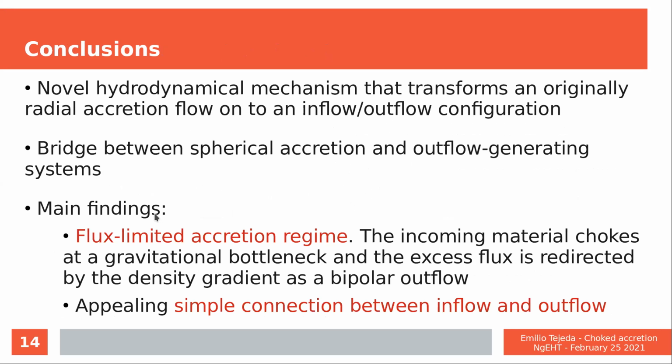A result that comes out naturally from this model is the existence of a flux-limited accretion regime. Based on the analytic model and numerical results, we have found that the total mass accretion rate onto the central object is of the order of magnitude of the Bondi value. This means that any excess incoming flux chokes at a gravitational bottleneck and is redirected by the density gradient as a bipolar outflow. This result also offers an appealing simple connection between accretion flows and outflows.